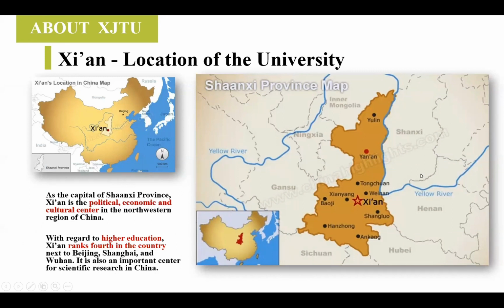As you can see, Xi'an is located in Shanxi province, also in the center of the province. As the capital of Shanxi province, Xi'an is the political, economic, and cultural center in the northwestern region of China. With regard to higher education, Xi'an ranks 4th in the country, next to Beijing, Shanghai, and Wuhan. It is also an important center for scientific research in China.